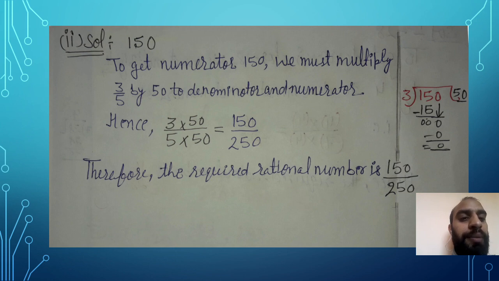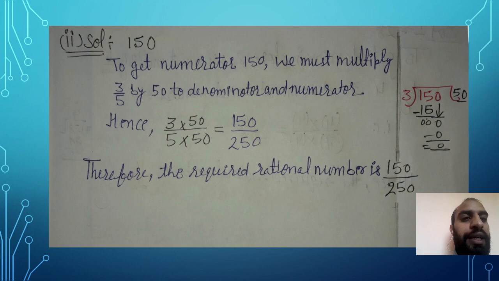3 5s are 15, 150. 5 5s are 25, 250. Therefore, the required rational number is 150 upon 250. I hope so, my dear students, you are able to understand the first category when the numerator is given to us.